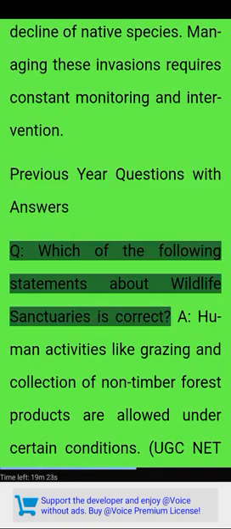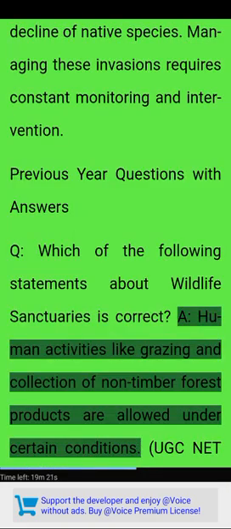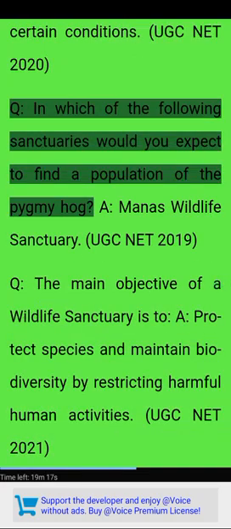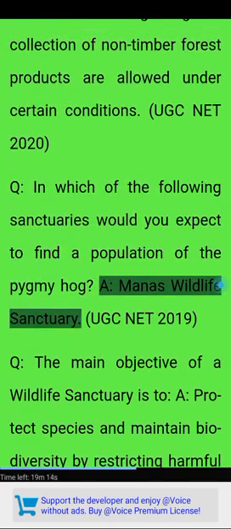Previous year questions with answers. Q. Which of the following statements about wildlife sanctuaries is correct? A. Human activities like grazing and collection of non-timber forest products are allowed under certain conditions. UGC NET 2020. Q. In which of the following sanctuaries would you expect to find the population of the pygmy hog? A. Manas Wildlife Sanctuary. UGC NET.